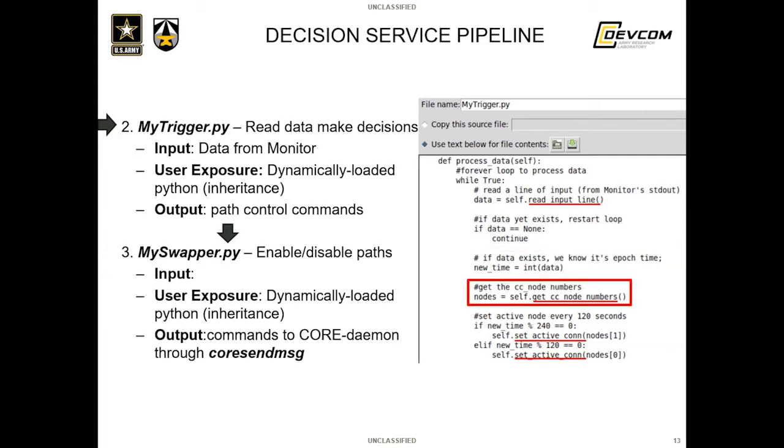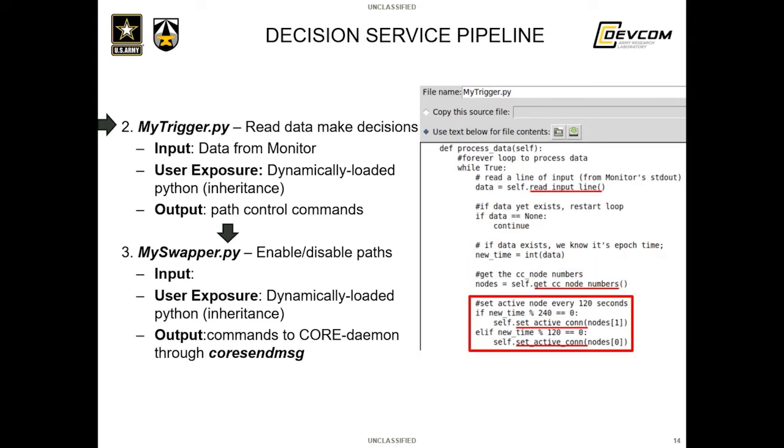Next, there's a call to get CC node numbers. This is used to retrieve all the nodes connected to this decision node. And finally, the trigger will send a command to the swapper to redirect communications between the two connected nodes every 120 seconds.